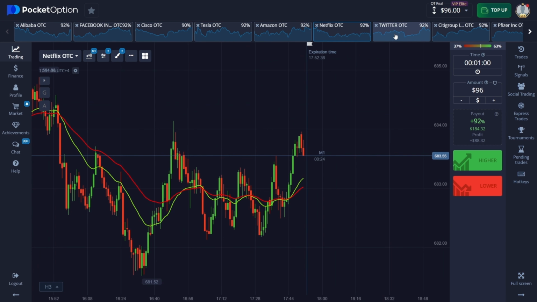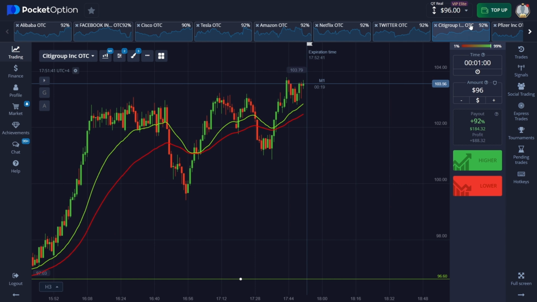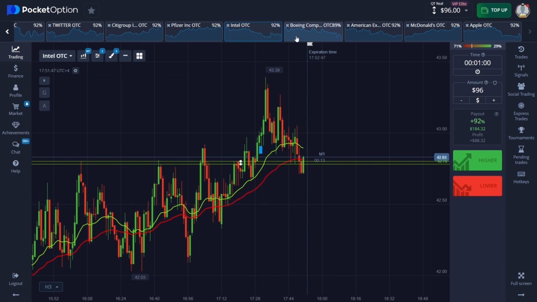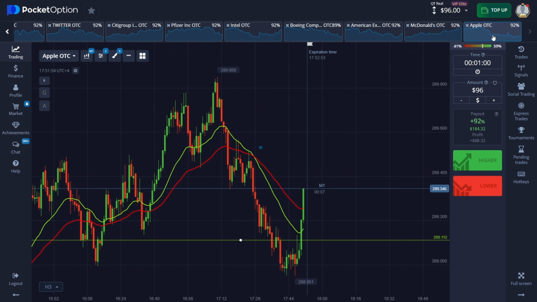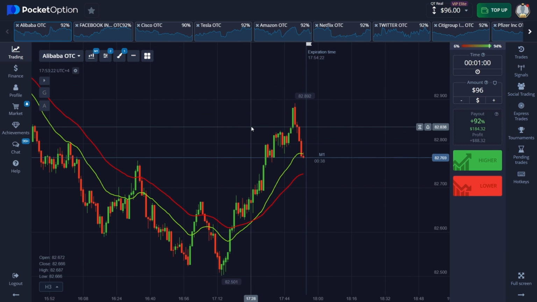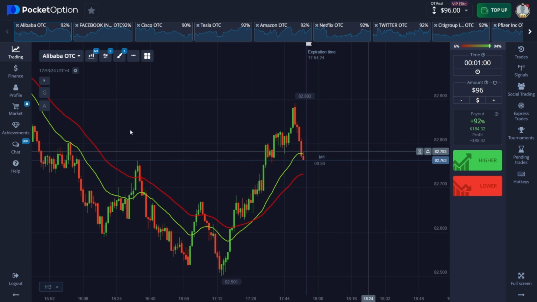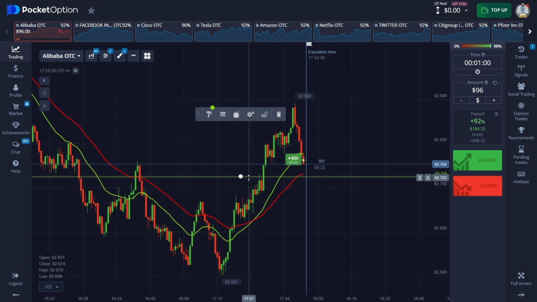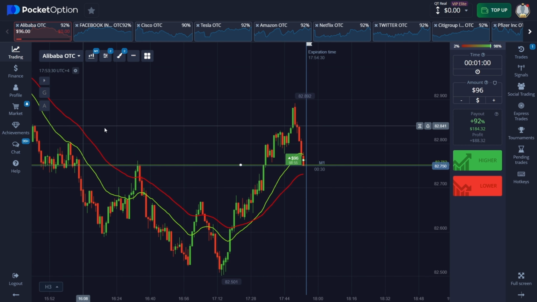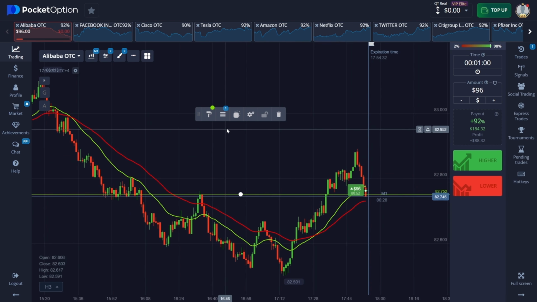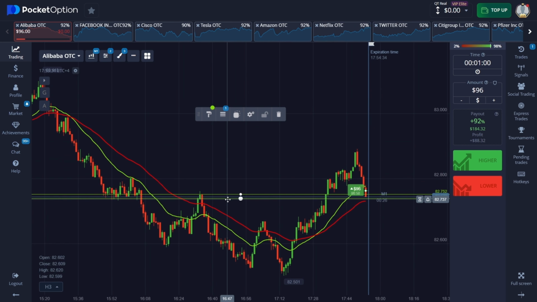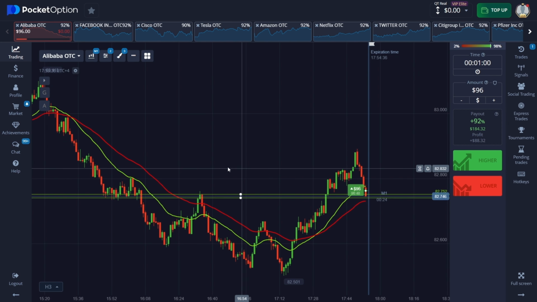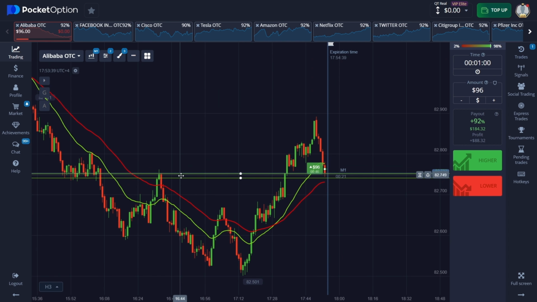Let's find the second trade of this session. We have a trade on Alibaba OTC, and I placed a trade for an upward move on Alibaba OTC because there is a support level and the moving average. Looking at the back, the candle broke the moving average and is taking support from it. That's why I took this trade for the upward move from the support level and the moving average.